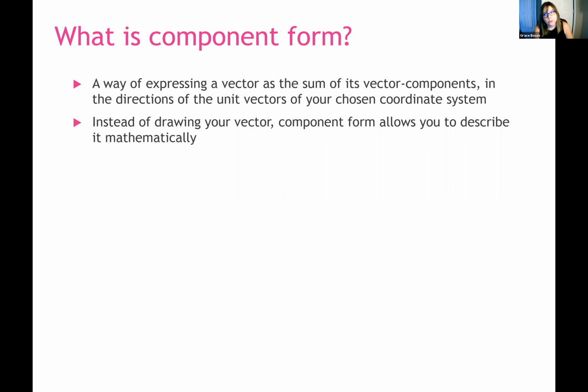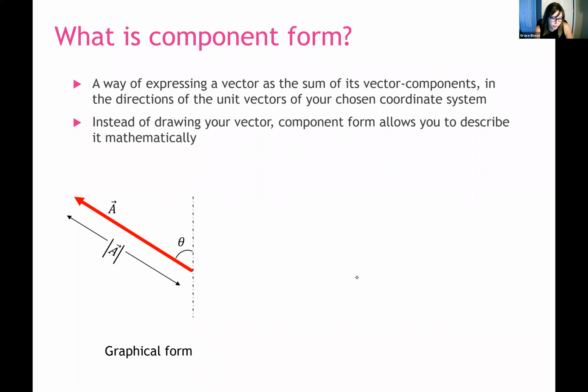So if you think about what we've been doing so far, we've always been drawing our vectors, showing their lengths, defining some angles to show how they're pointing. That was something called graphical form. Like in this example here, I show a vector as an arrow, I tell you the length of that arrow, and I define some kind of angle to describe the direction of that arrow. That's all drawing stuff, graphical form.